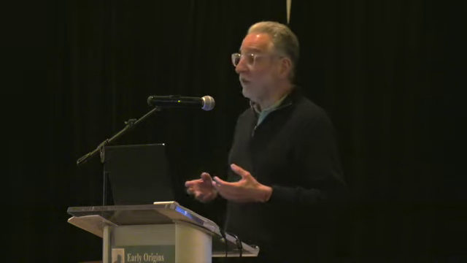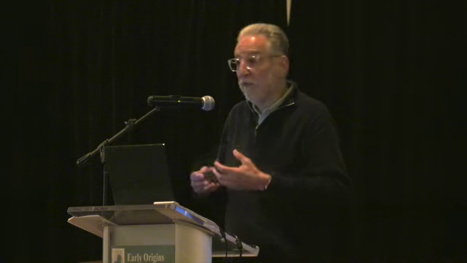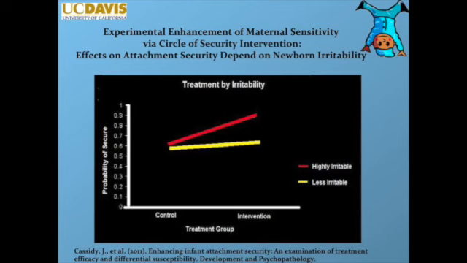Here's an experimental study done using the Circle of Security to promote sensitive mothering, which is the most direct influence on infant attachment security. What do we see? That for those kids who were low in irritability as newborn babies, there's no effect of the intervention on their probability of developing secure attachment. That's the yellow line. It's a flat line. This intervention only worked in promoting attachment security in those kids who were highly irritable as newborns.